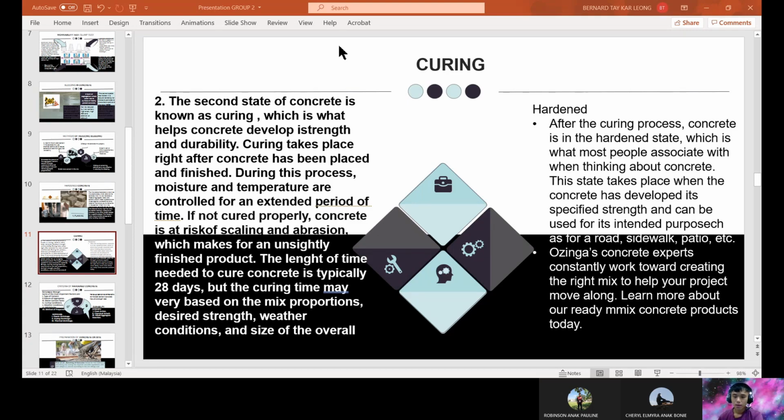Hardened state. After the curing process, concrete is in the hardened state, which is what most people associate with when thinking about concrete. This state takes place when the concrete has developed its specific strength and can be used for its intended purposes, such as a road, sidewalk, patio, etc.